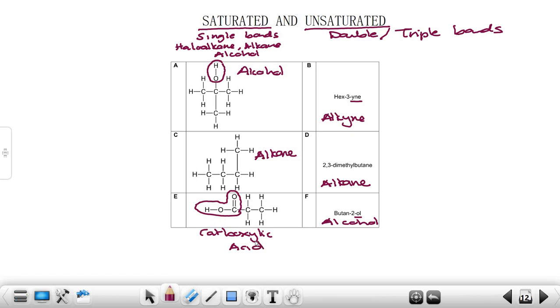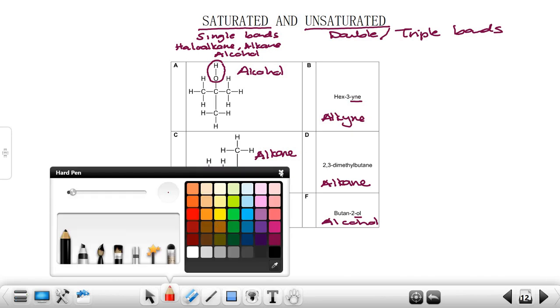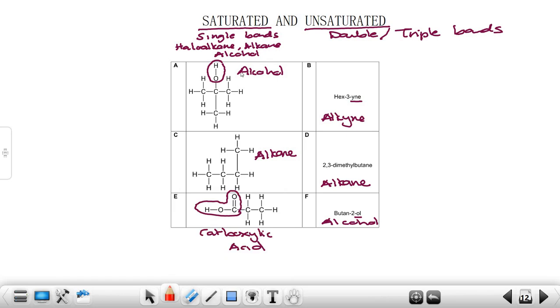Now, which ones are saturated and unsaturated? We already know that if it belongs to these three homologous series, they are saturated. That would mean that A is saturated, only comprising single bonds between all the carbons in the hydrocarbon chain. And this alkane is also saturated, only single bonds are present here. And alkyne has a triple bond, therefore it has to be unsaturated.